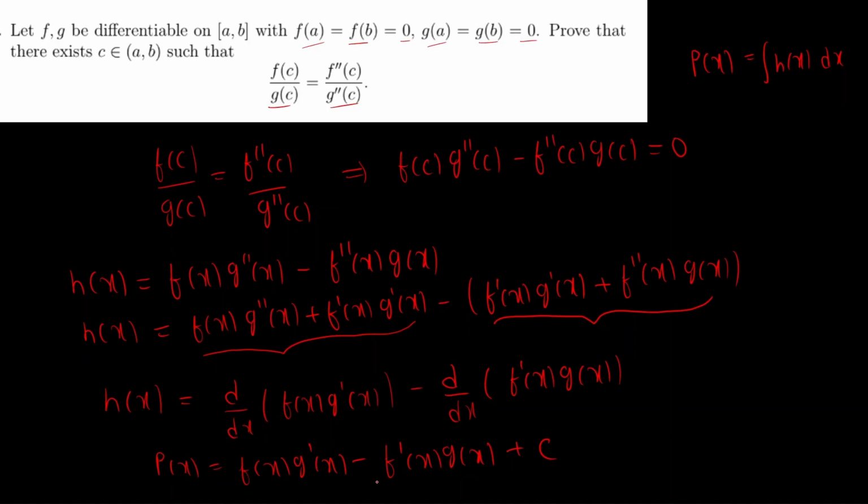Now if I put x equal to a in p(x), I'll get p(a) equal to, here f(a) will become 0, here g(a) will become 0. I'm left with the constant. And again, if I put b in place of x, f(b) will vanish, g(b) will vanish. I will be left with the constant. Now this implies that p(a) is equal to p(b).